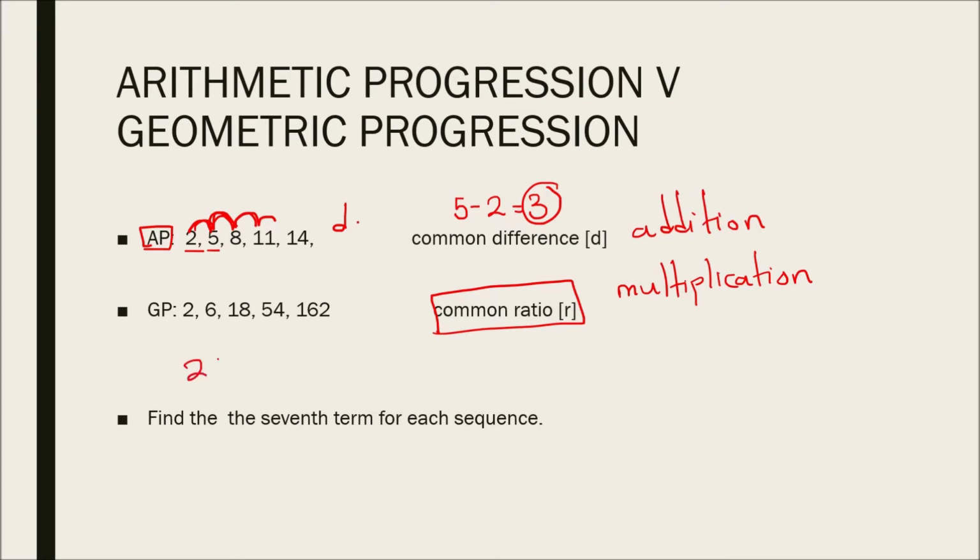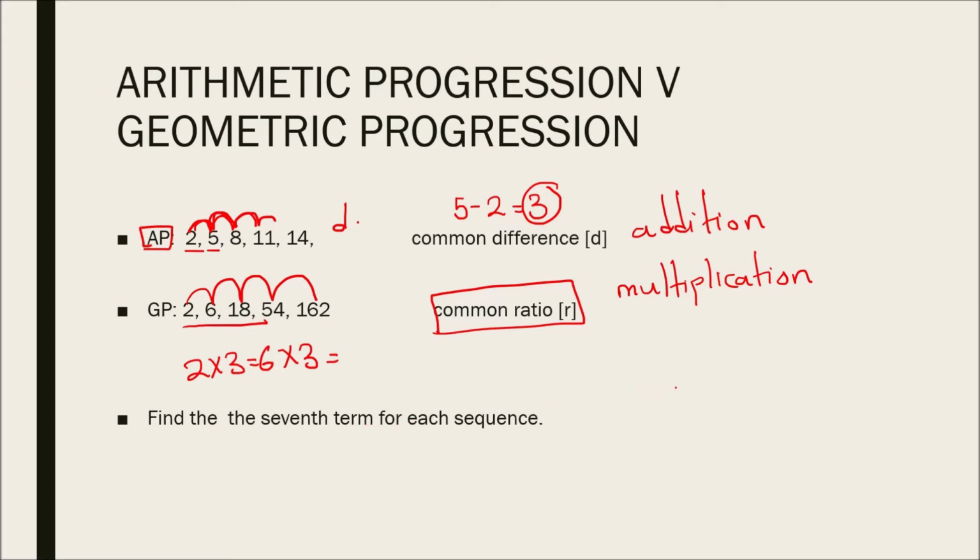So we have 2 times 3, that's 6. 6 times 3 is 18. 18 times 3 is 54. 54 times 3 is 162. You can see the numbers increase drastically. Here it goes from 2 to 5 to 8, but here the numbers increase from 6 to 18 to 54 to 162. Now, find the seventh term for each sequence.